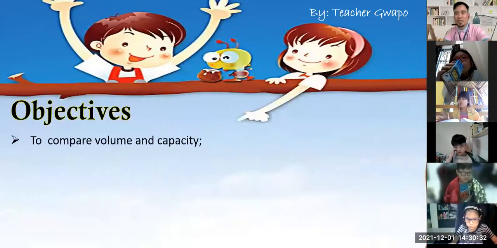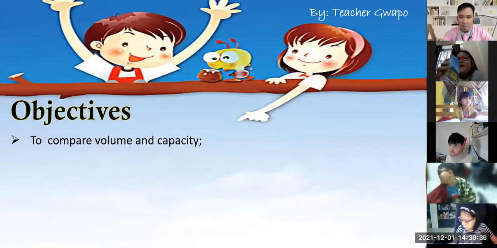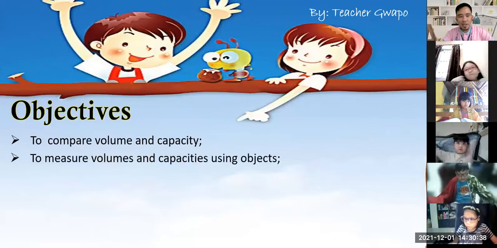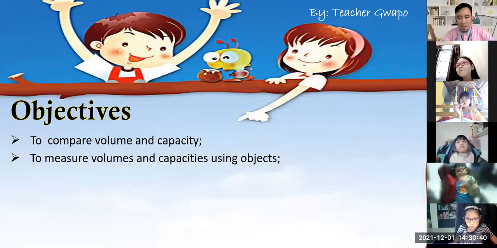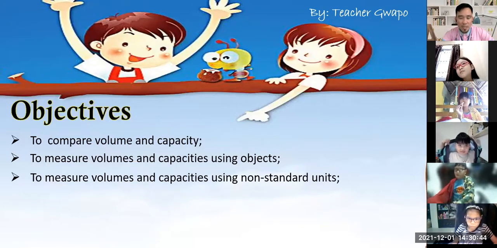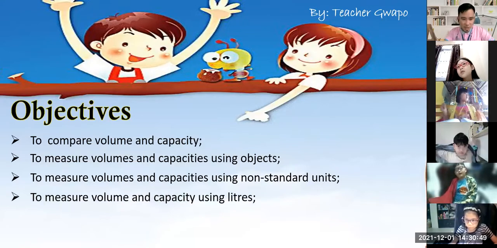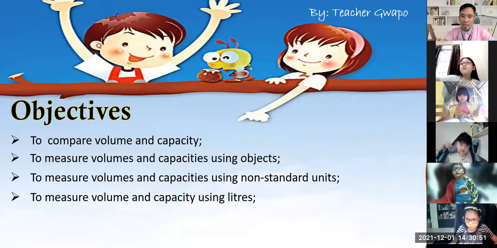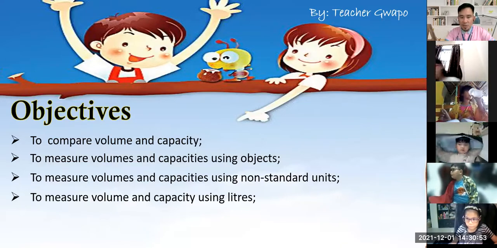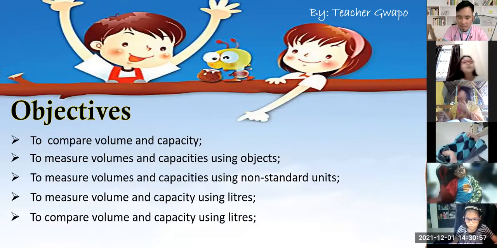So these are the objectives that we have this afternoon: to compare volume and capacity. Next is to measure volumes and capacities using objects. Third, to measure volumes and capacities using non-standard units. And to measure volume and capacity using liters. And then after we measure using liters, we will compare the volume and capacities.